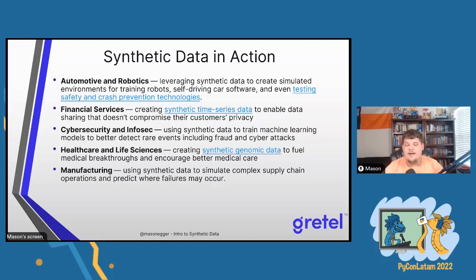Manufacturing is using synthetic data a lot to simulate complex supply chain operations and predict when failures will happen, and more. There's so much more that's happening. And these were just the few that I thought, oh, these are really cool. I want to talk about these. It's being used everywhere, so you should really look into it.